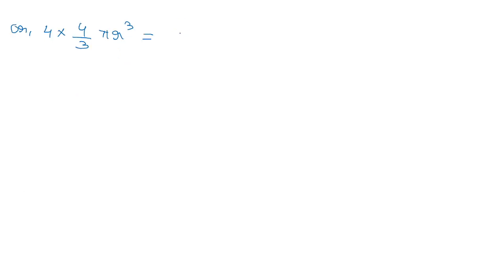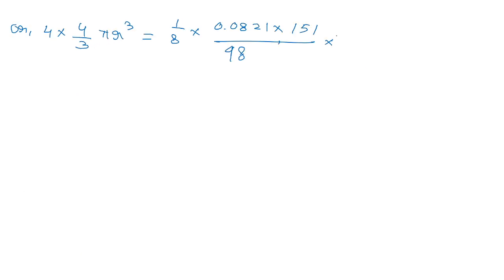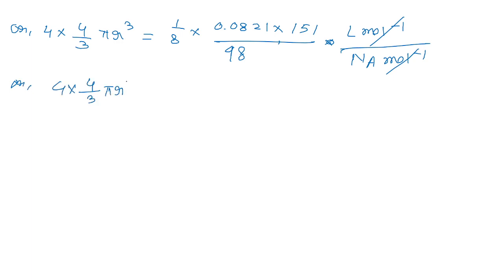So 1/8, 0.082 liter. Now this mole inverse term is there, but we have to remove this term. What do we have to do? Liter mole inverse. So we have to divide it by Avogadro number. Now I think you can solve it.